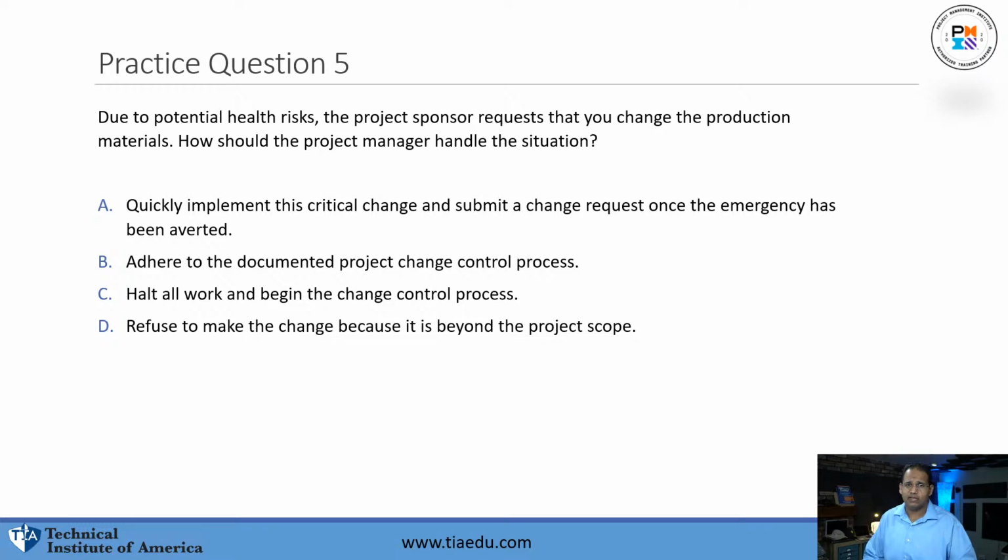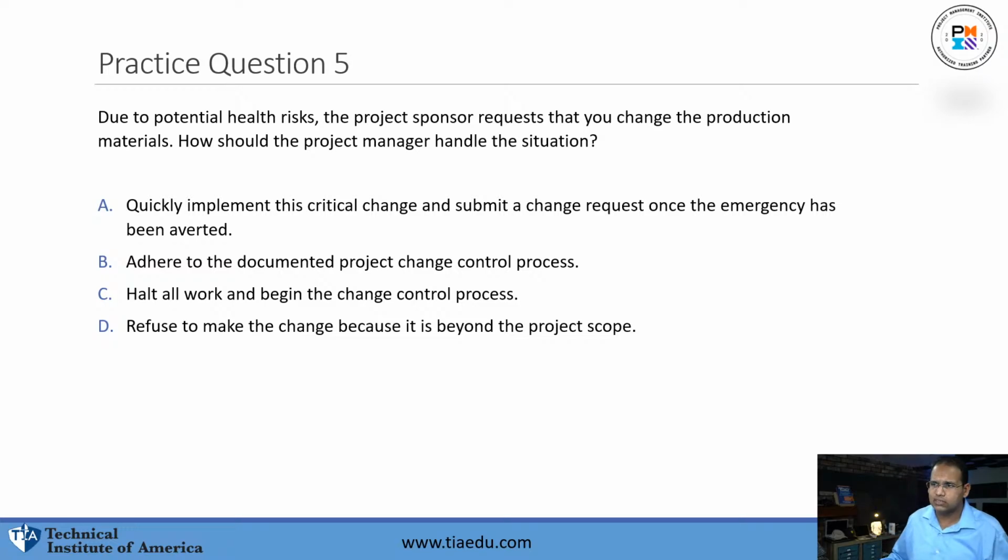Question number 5. Due to potential health risks, the project sponsor requests that you change the production materials. How should the project manager handle the situation? A. Quickly implement this critical change and submit a change request once the emergency has been averted. B. Adhere to the project document change control process. C. Halt all work and begin the change control process. D. Refuse to make the change because it is beyond the project scope.